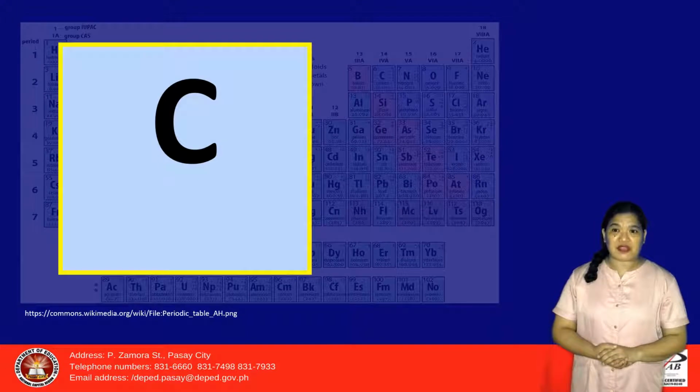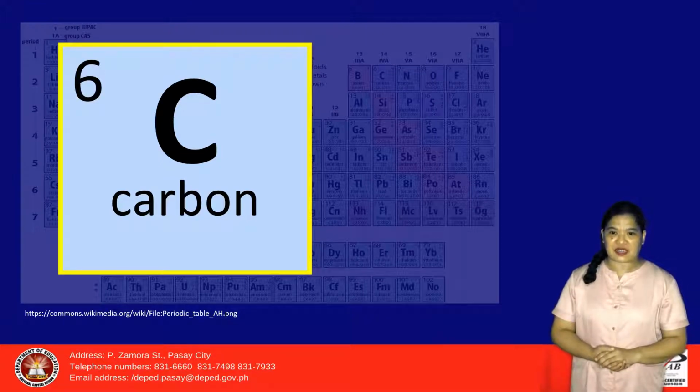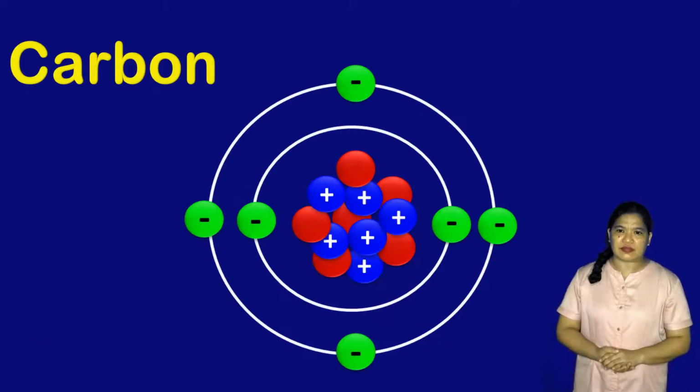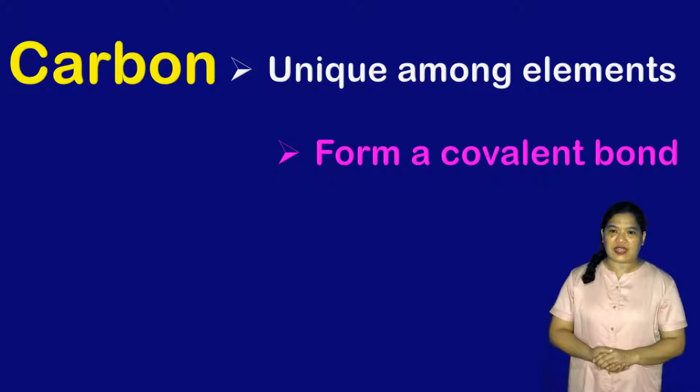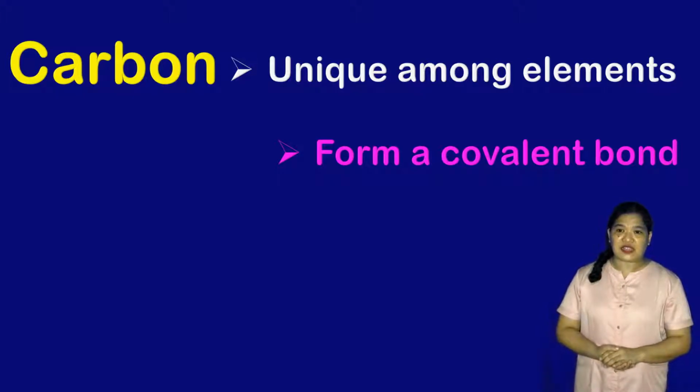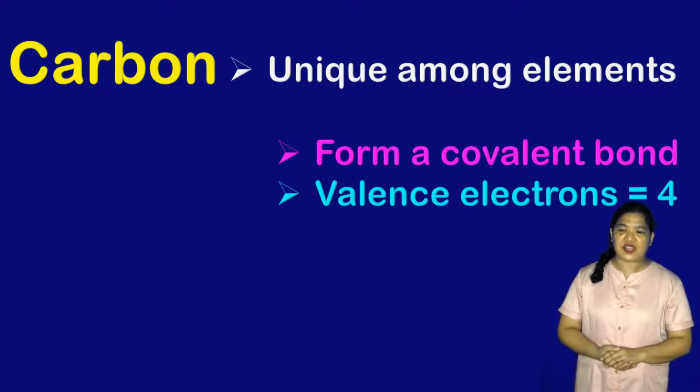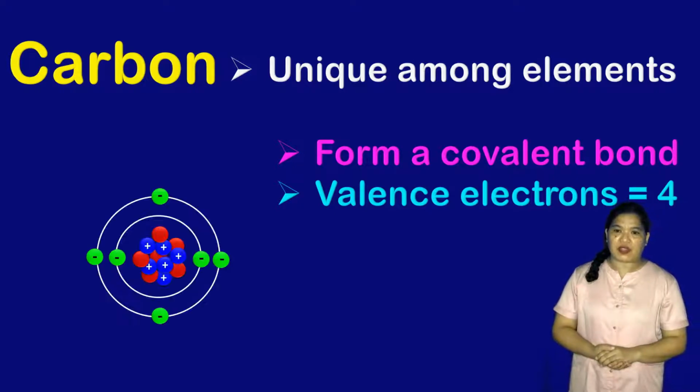Do you know this chemical symbol? Yes, you are correct. This is an element carbon with atomic number 6 and atomic weight of 12.011. Carbon is a unique element. Carbon is positioned midway in the second horizontal row of the periodic table. It is neither an electropositive nor an electronegative element. Therefore, it is more likely to share electrons than to gain or lose them.